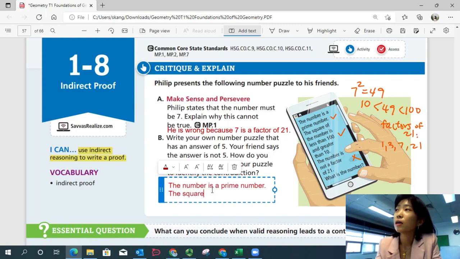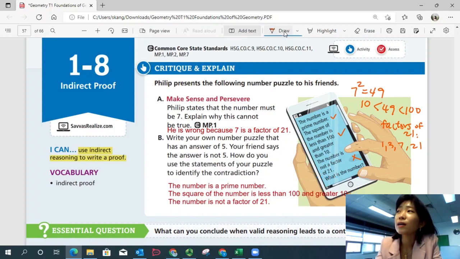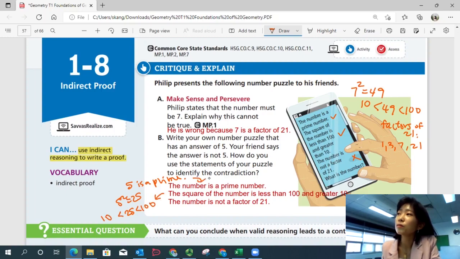The square of the number: 5 squared is 25, so it's less than 100 and greater than 10. We could use the same thing. What about the last one? Is 5 a factor of 21? No, so we can use the same thing as well. The number is not a factor of 21. And your friend says the answer is not 5. How do you use the statements of your puzzle to identify the contradiction? 5 is a prime number. 5 squared is 25, which is less than 100 and greater than 10. And 5 is not a factor of 21, because the factors of 21 are 1, 3, 7, and 21, and 5 is not there.